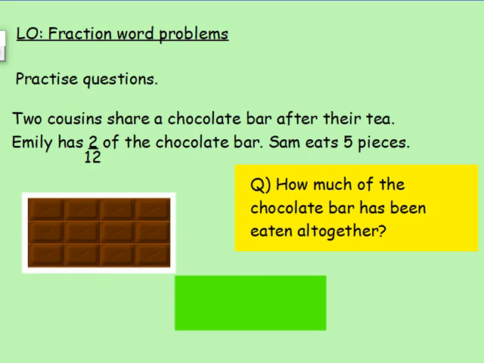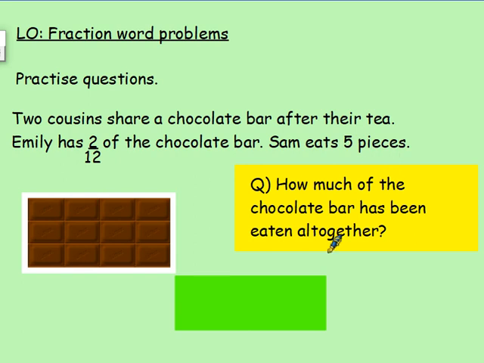Okay, let's have a look at another one. 2 cousins share a chocolate bar after their tea. Emily has 2/12 of the chocolate bar. Sam eats 5 pieces, and the question is, how much of the chocolate bar has been eaten all together? So let's break it down. If I get my pen here, 1 second. Okay, so Emily's had 2/12 and Sam eats 5 pieces.